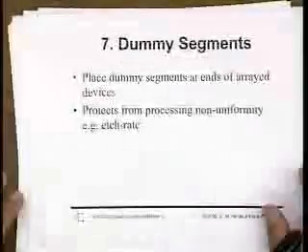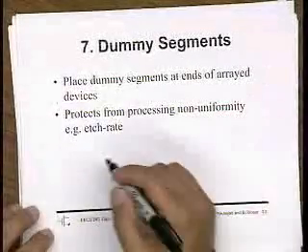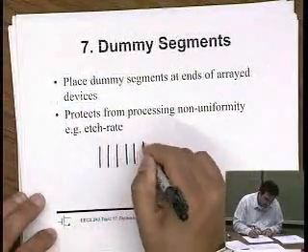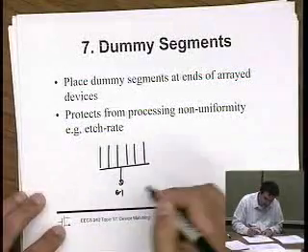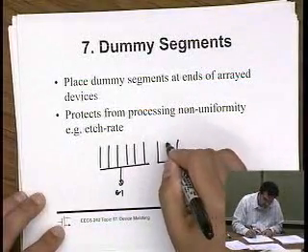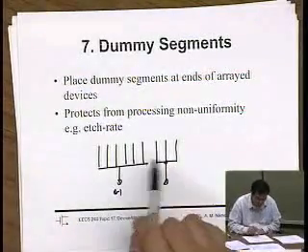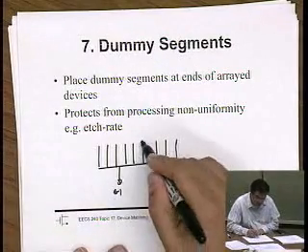The other thing that we do is we use dummy segments. So dummy segments, the idea is if I have a multi-finger device, let's say this is my first device, and this is my second device. And I need them to match, right? They're different sizes, but they should match really well. What's the problem with doing this?